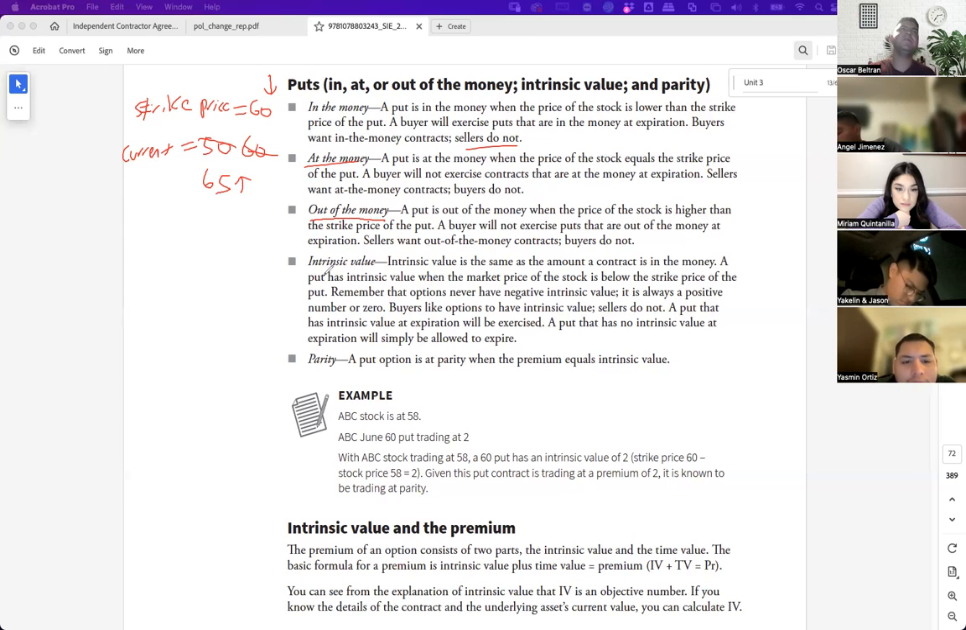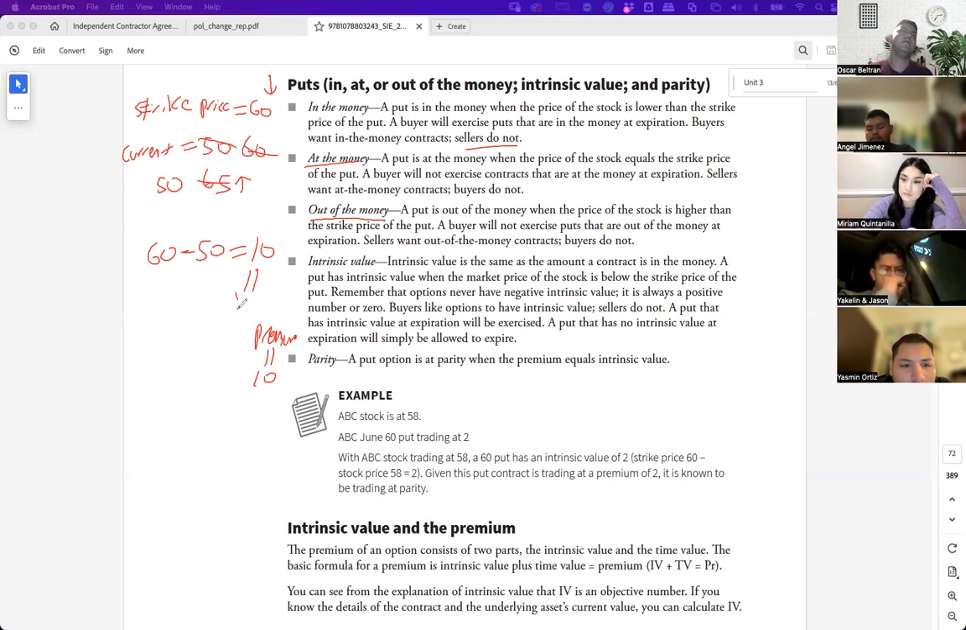Okay, and intrinsic value, we solve it the same way we did for calls earlier. Let's put the strike here, 50. So you get the 60 minus the 50, so that's 10. So intrinsic value is going to be 10 in this case. Now, parity: let's say our premium is equal to 10. Then it's at parity, because the intrinsic value equals the premium. Any questions, you guys? You guys got it?